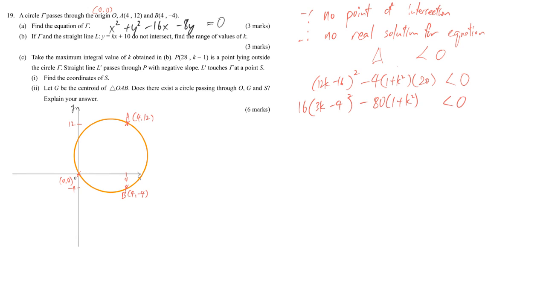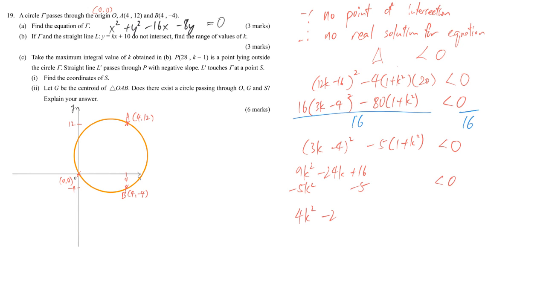So I can find a common factor, and then I divide both sides by 16 to make sure the number is small to handle. 3k minus 4 bracket squared minus 5 times 1 plus k squared is less than 0. Because I divide both sides by a positive number, there is no change in the sign here. 9k squared minus 24k plus 16, and then we have negative 5k squared less than 0. So finally 4k squared minus 24k plus 11 is less than 0.